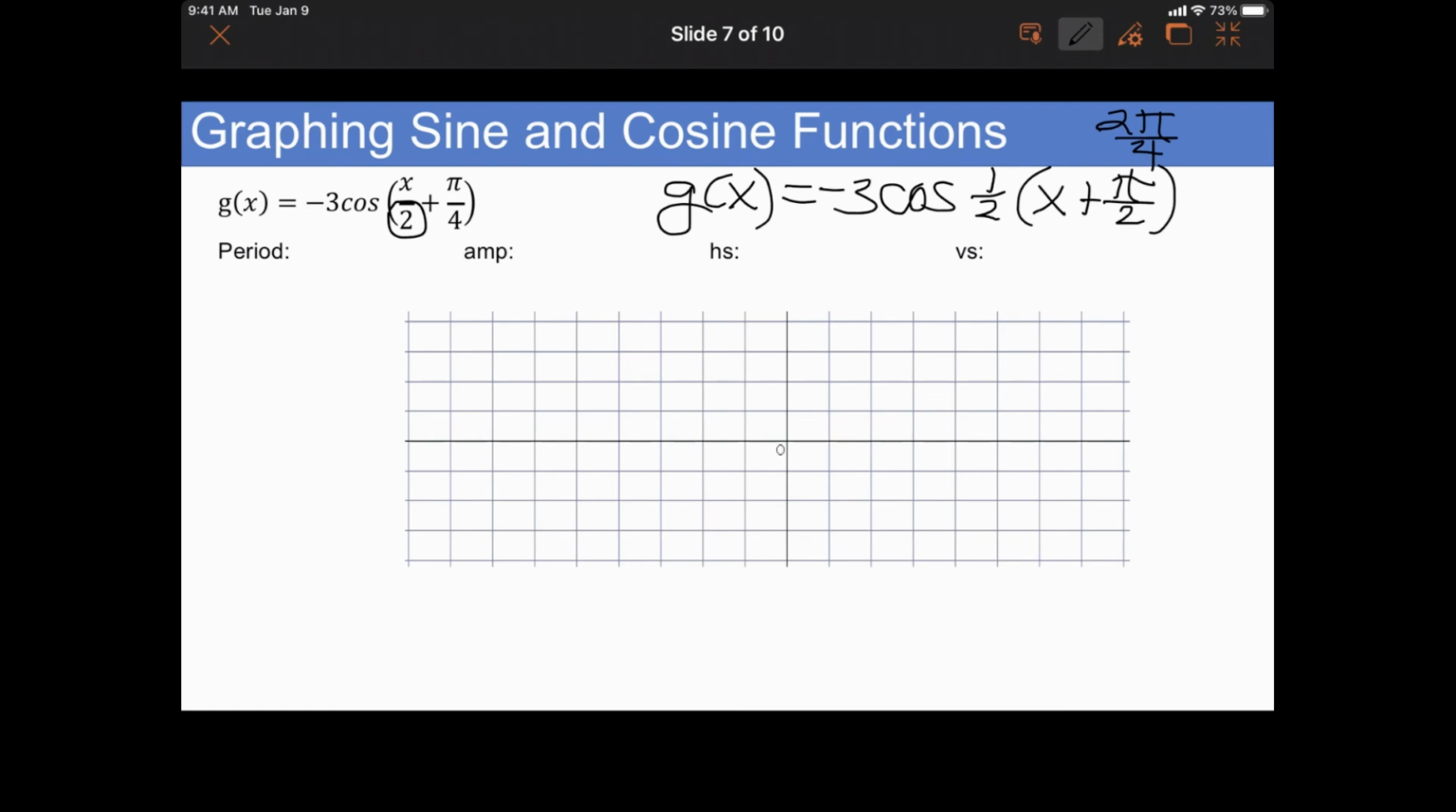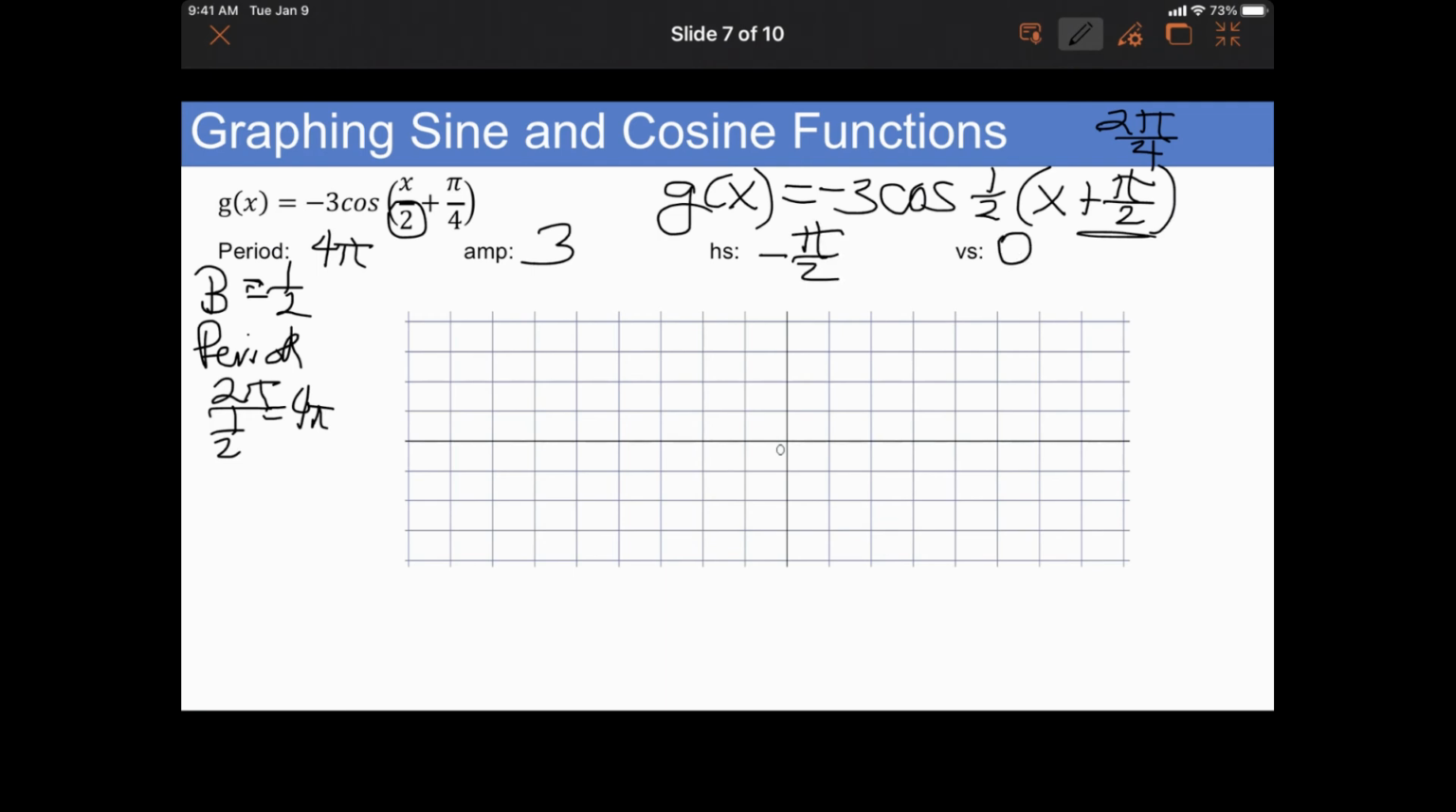Okay, so my B is half. So my period is 2 pi over a half, which will equal 4 pi. All right, so our amplitude is 3. Remember, it is always positive. Our horizontal shift is now negative pi over 2. Okay, and no vertical shift.